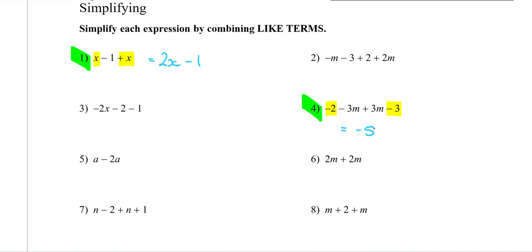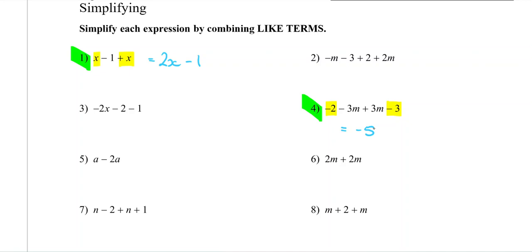Are these 2 like terms? Yes, they both have m's. So I have minus 3 plus 3. What does that make? 6. Nope. The answer is 0. The zeros are right, yes.